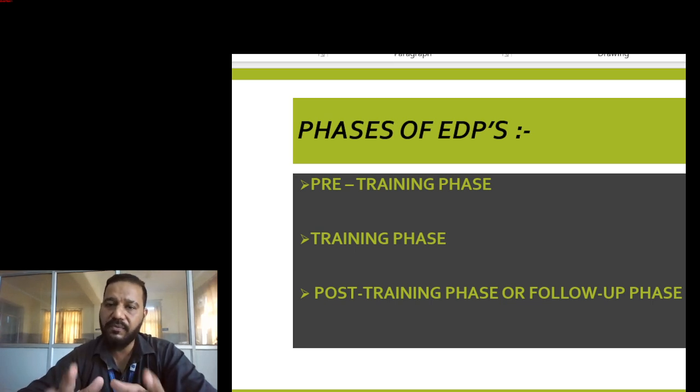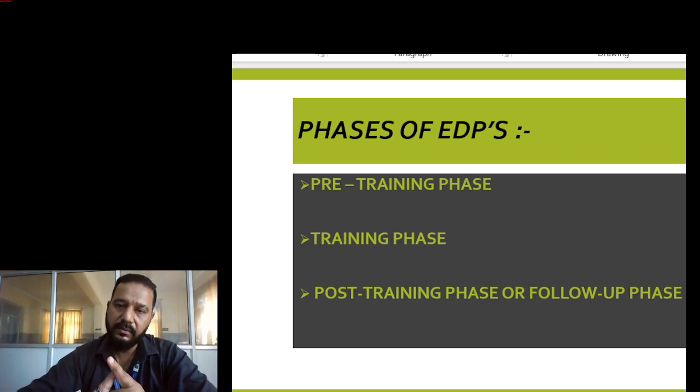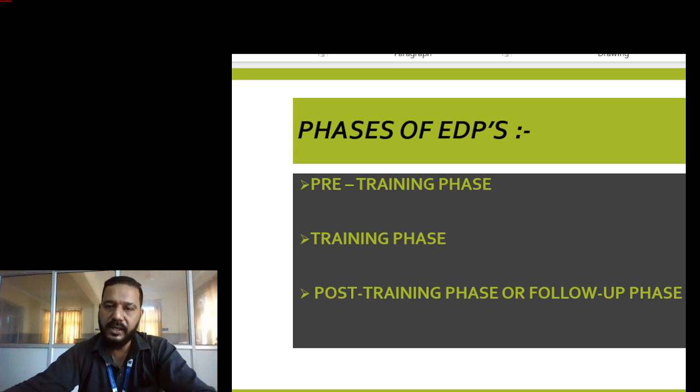These are the three basic phases of EDP. Means the Government of India is giving training, is looking forward to who is going to be the trainee, who is going to be the trainer. And the second phase, it is looking at the training phase, means what has been taught in the training program. And the third phase, they are doing the follow-up, that a particular person is following this EDP program or not. Let's move to the first phase, that is the pre-training phase.